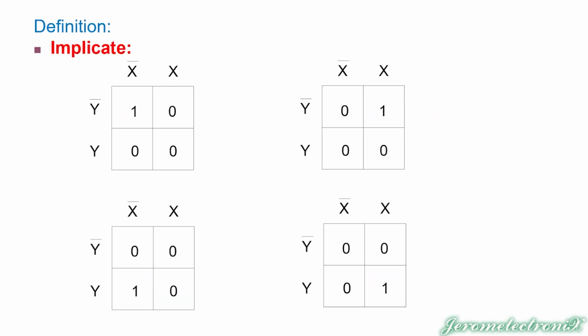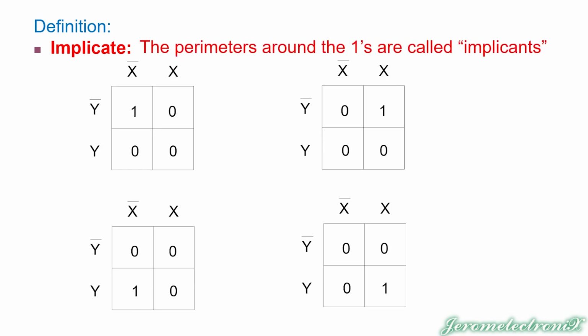So there is a definition we need to write down in our logbooks, and the definition is implicate. The definition of implicate is the perimeters around the ones, and they are called implicants. And by making a circle around the one, we are implicating or drawing attention to that particular location on a K-map. We're going to work with those ones if we implicate them.